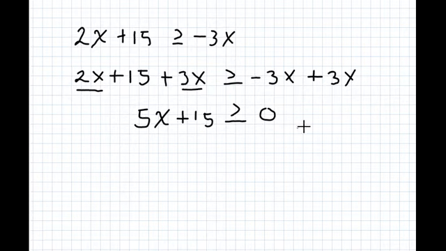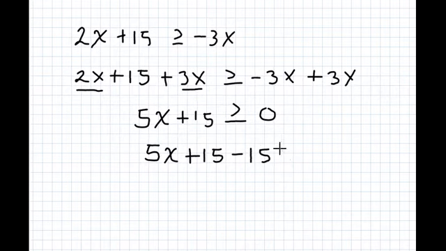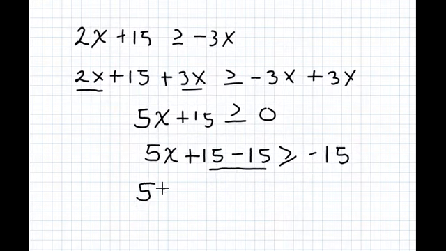Now I'm going to subtract 15 from both sides because we want to get rid of this 15. So we have 5x plus 15 minus 15 is greater than or equal to minus 15. I'm not going to write the 0 in. So that's going to disappear, and we're left with 5x is greater than or equal to negative 15.